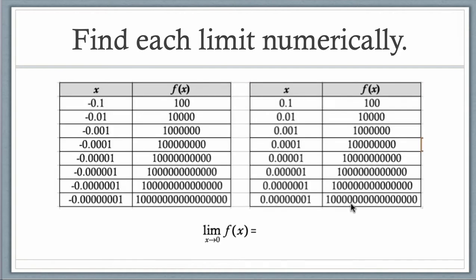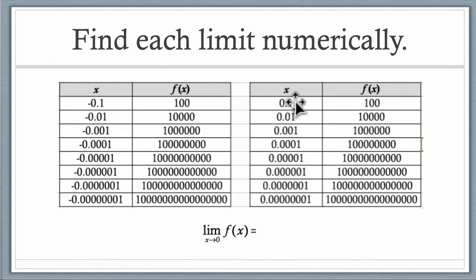In this next example, I'm looking at the limit as x is approaching 0 of this function. Again, I'm looking at my limit from the left in this first table and my limit from the right in the second table. As I'm getting closer and closer to 0 from the left, I notice how f of x is getting larger and larger. So it's looking like as x gets closer to 0, f of x is going off to infinity.